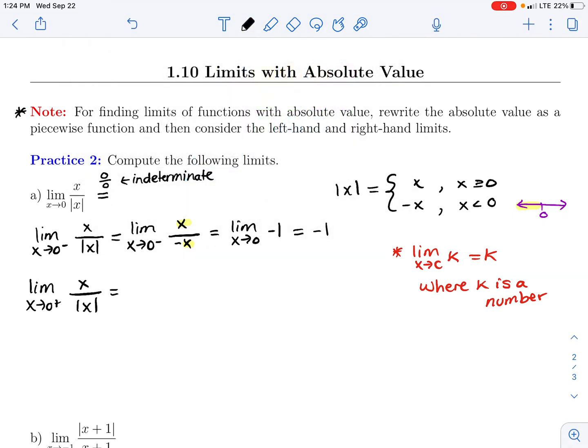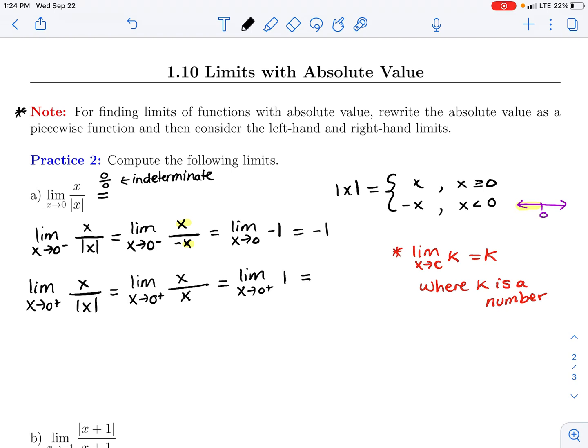Okay, so now I want to figure out which piece I need to use from the right. So I have the limit as x approaches 0 from the right of x over, and now instead of writing absolute value of x, I'm looking for that piece when x is approaching from the right. So the piece that I should use there is x, right? That top piece. So here I'm going to substitute an x. Now I'm going to simplify my limit. So x over x is just 1.